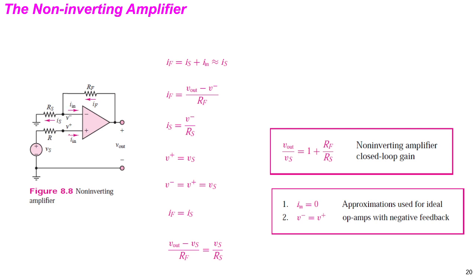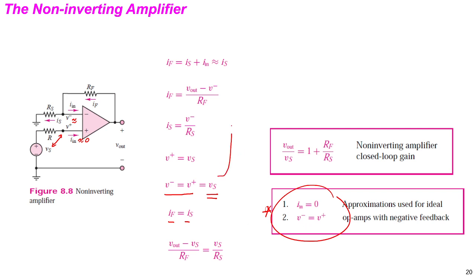In case the current flow is virtually 0, V positive will equal Vs, because there is no current. So V positive equals Vs, and V positive and V negative are approximately equal. This is the rule here. So V negative and V positive are the same, and equal to Vs. And IF and IS are also the same.